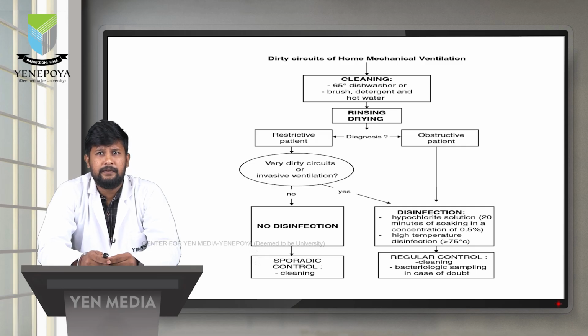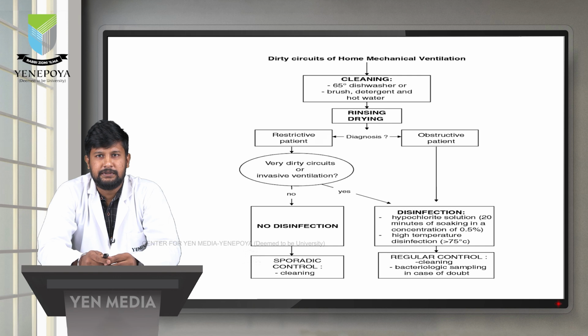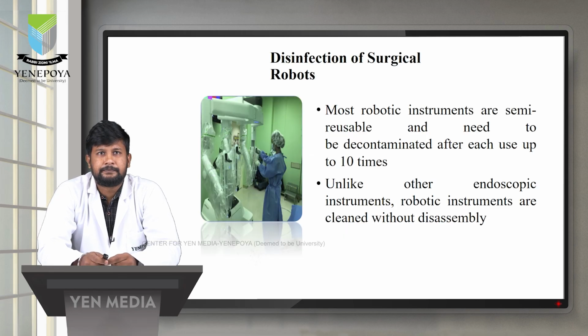So if it is a restrictive patient with very dirty circuits or invasive ventilation, or an obstructive patient, the disinfection should be done with hypochlorite solution with 20 minutes of soaking in a concentration of 0.5%, then with a high temperature disinfection of more than 75 degrees Celsius. If not, no disinfection is needed. Sporadic control and then cleaning.